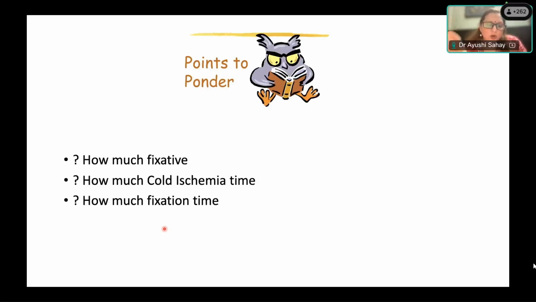So it is our job to take it out from that and put it in a larger volume container in which we will be able to put adequate fixative. And if not 10 times, minimum 4 to 5 times you should put the fixative.